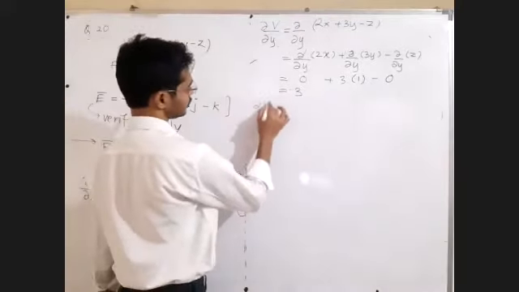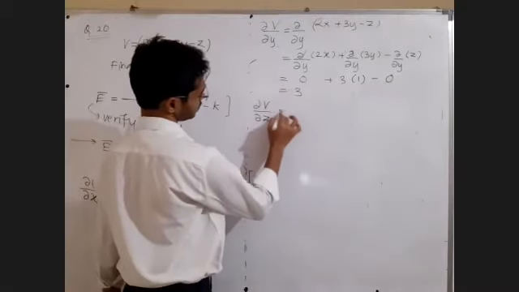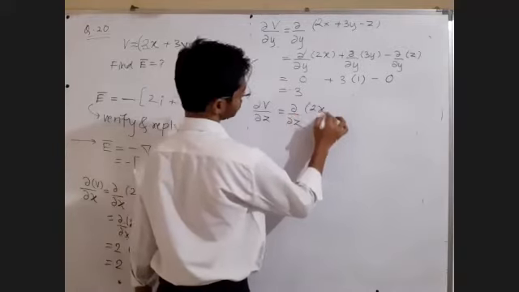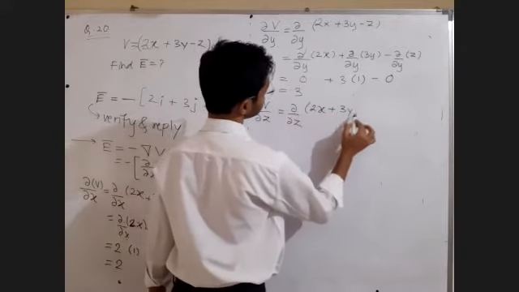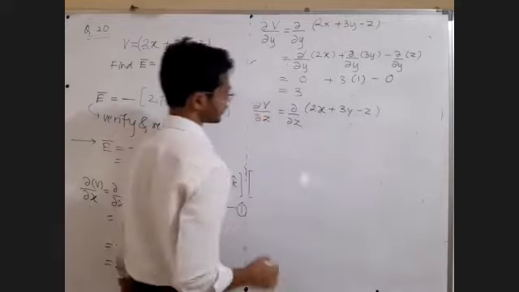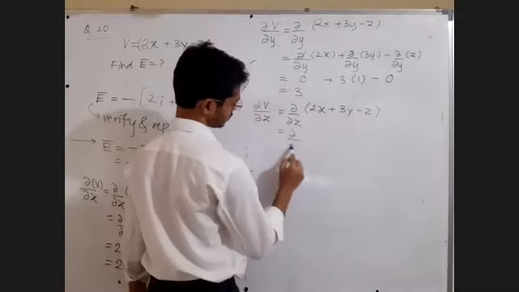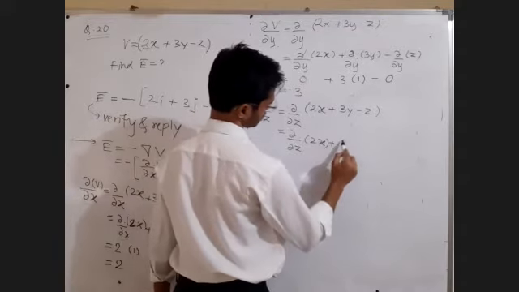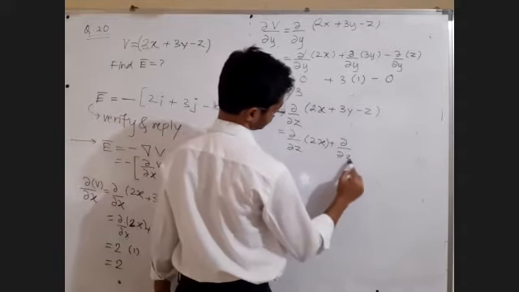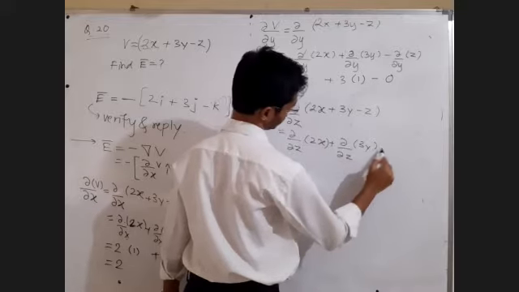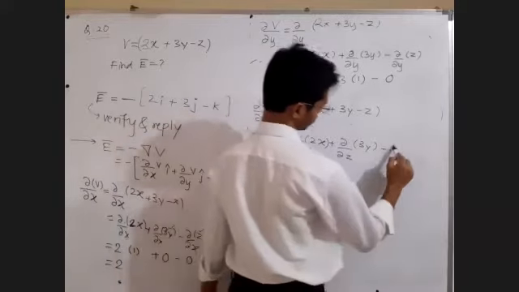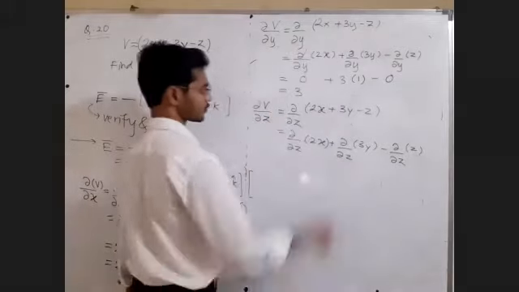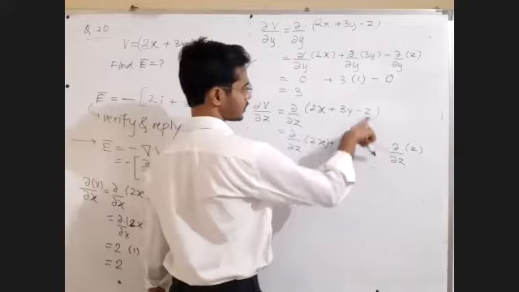Next, dou v by dou z. Dou by dou z of v. What is v? So 2x plus 3y minus z. Take the derivative of each term separately: dou by dou z of 2x, plus dou by dou z of 3y, minus dou by dou z of z. First term 2x, second term 3y, third term z.